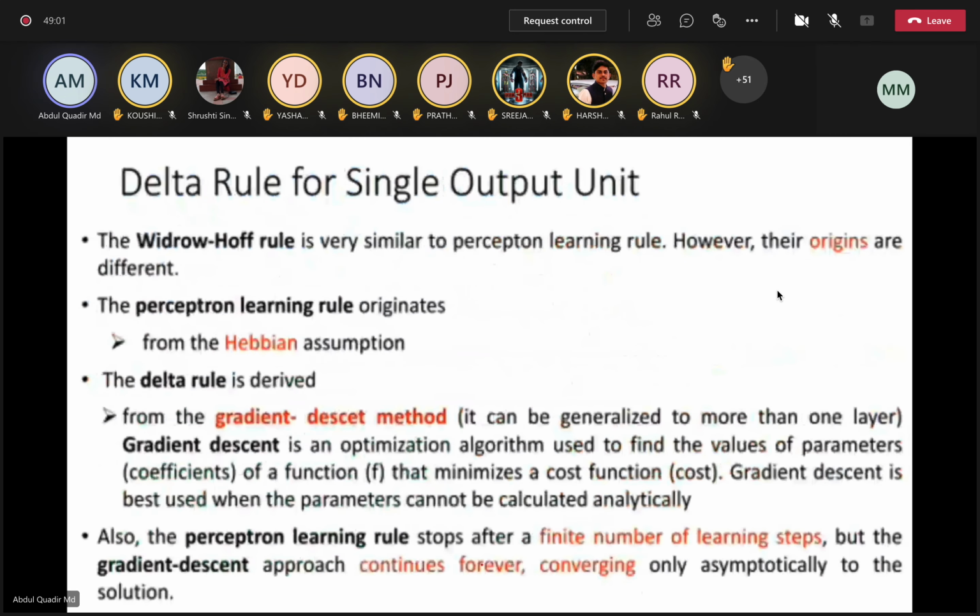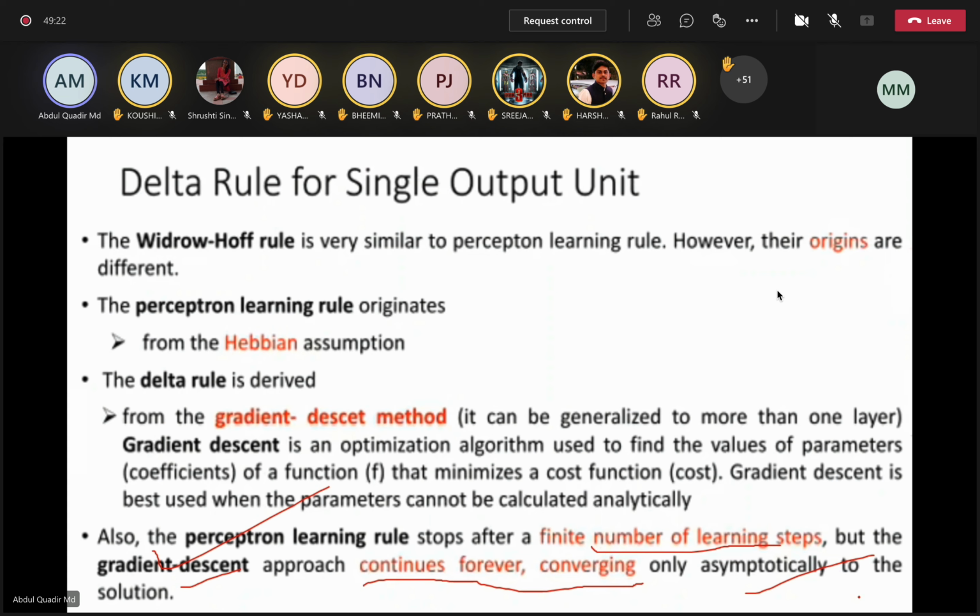What did I tell you at this point? Continuing forever, converging only asymptotically to the solution. But in perceptron, there are a finite number of learning steps. But here we don't know, it could be an infinite number of learning steps. Getting the point? What does this particular line mean?